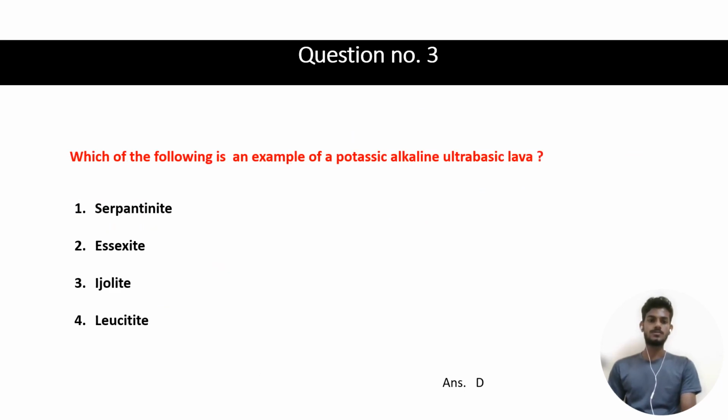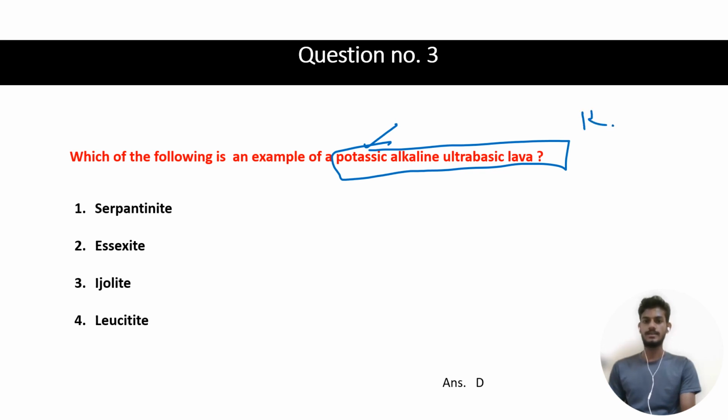Now the next question is, which of the following is an example of potassic alkaline ultrabasic lava? Potassic means potassium. It should be alkaline, as I have already told, K2O, Na2O, and it must be ultrabasic and lava. So here the correct combination belongs to leucitite. Leucitite has the mineral leucite.